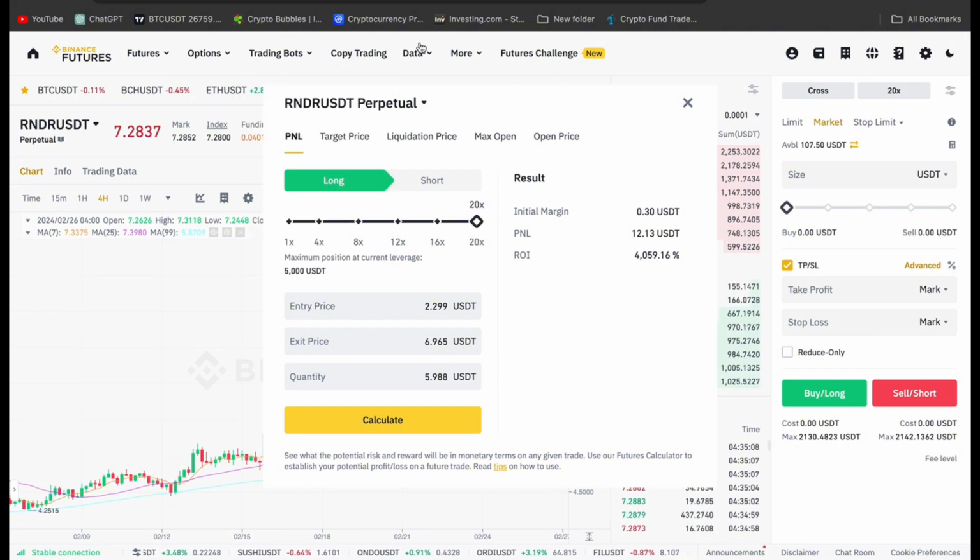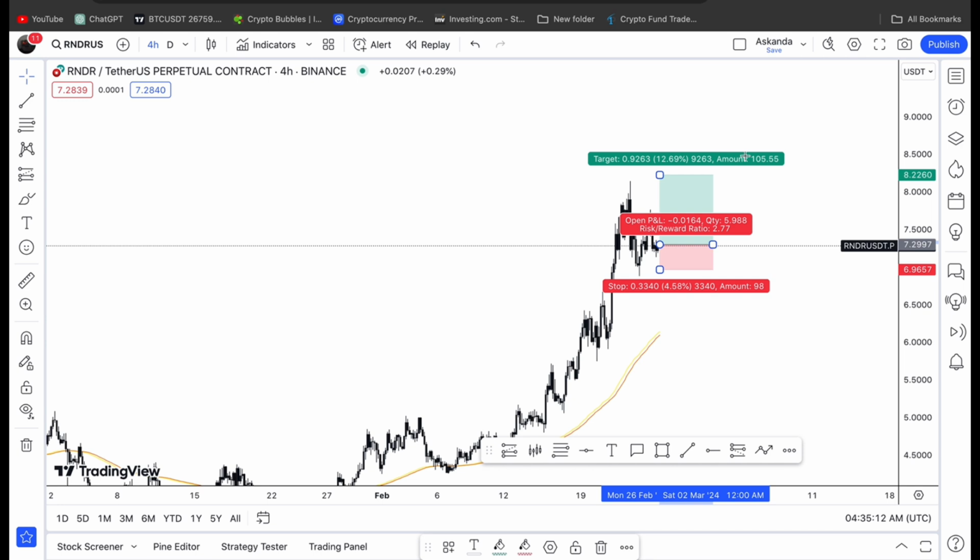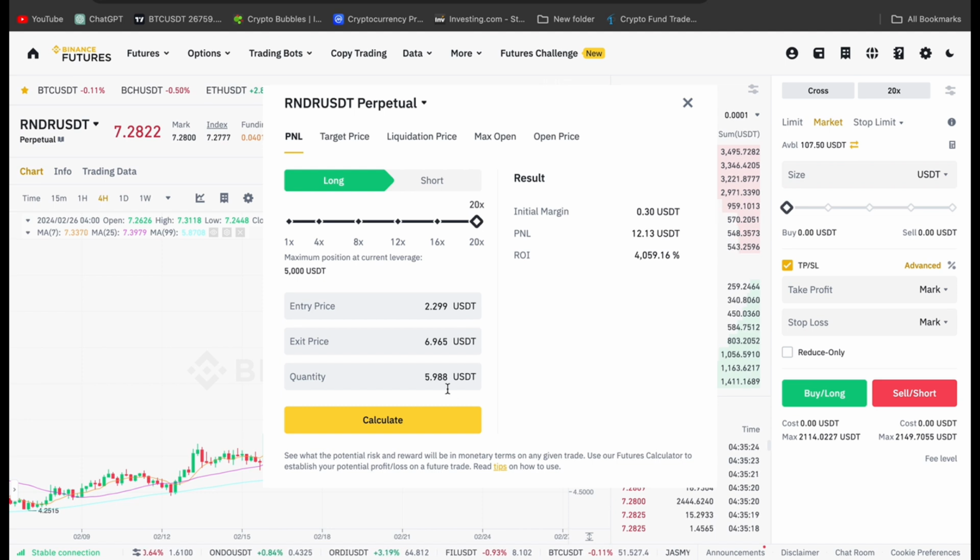But let's say the trade goes well, so we are going back to the TradingView session. Then we know our target is 8.226. So we'll go back. We have our next target being 8.226. Calculate. If the trade does go well, we are going to make a profit of $15. So $15 profit if the trade goes well. If the trade doesn't go well, we are going to lose around $10 to $8.